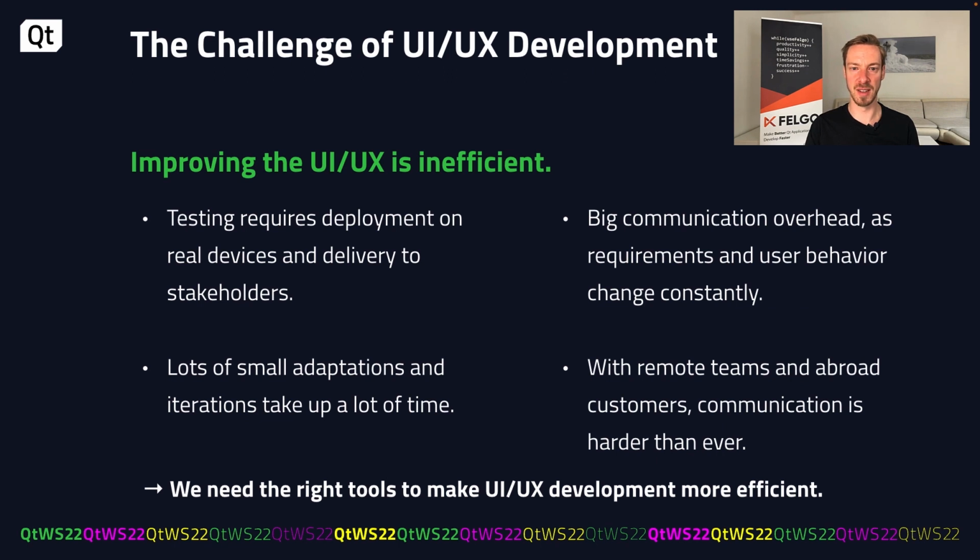First of all, testing your user experience requires deployment on real devices and the delivery to stakeholders. So for example, you need to build and provide a USB drive with an installable image for each new iteration of your product. You need to provide those to your QA department and other stakeholders. Also, there is a big overhead because requirements and user behavior change constantly. So for example, if you find out about a misbehaving button in a certain scenario, you might need to change the behavior of all of your buttons. This means small adaptations and iterations take up a lot of time already.